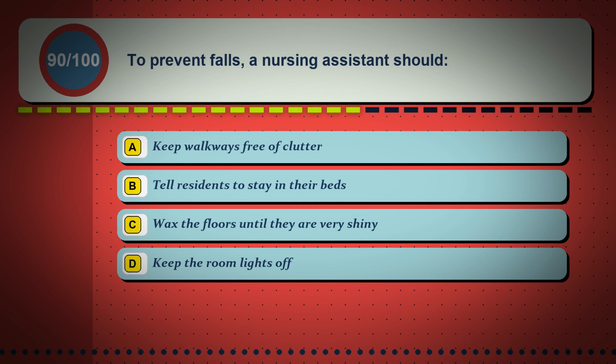Option A. Keep walkways free of clutter. Option B. Tell residents to stay in their beds. Option C. Wax the floors until they are very shiny. Option D. Keep the room lights off.